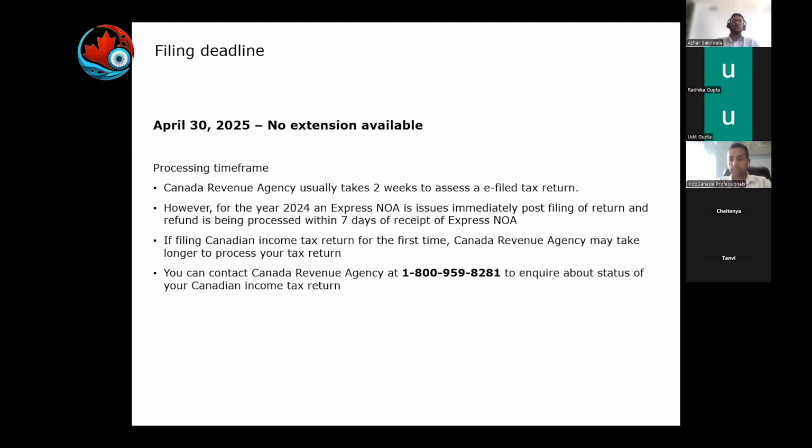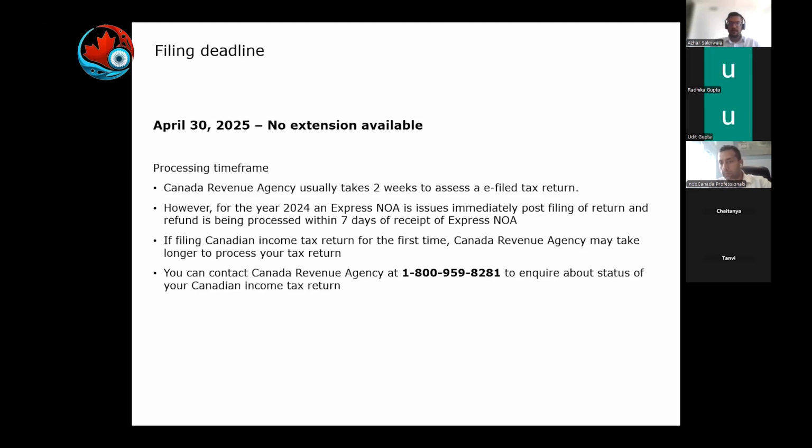So coming on to the filing deadline. The due date of filing the Canadian individual tax return is 30th April of the subsequent year. That is, if you're filing a tax return for the calendar year 2024, your deadline would be 30th April 2025. There is no extension available. Unlike in the US, where you get a 6-month extension to file your tax return, in Canada, returns have to be filed by 30th April. And if you have any tax owing, you would be subject to interest and penalties for late filing of taxes.